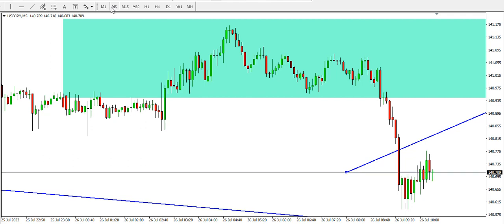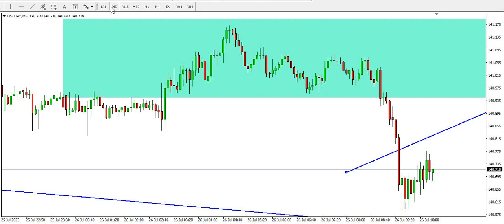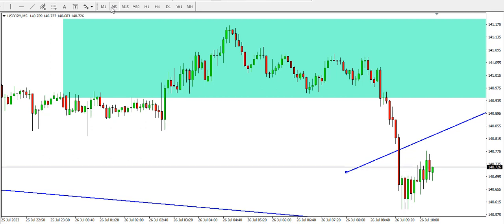And if you are selling, USDJPY is negatively correlated to gold. So if you are selling USDJPY, you might want to consider buying gold.